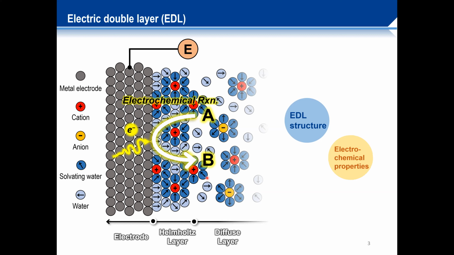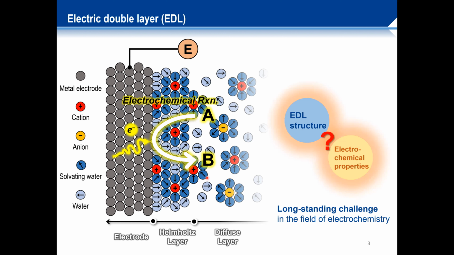On top of that, electron transfer from the metal electrode to the chemical species in the electrolyte determines the so-called electrochemical reaction. Many people think that the electrochemical property should have an intimate relationship with the EDL structure. But unfortunately, nobody knows exactly what it is until now, and it has been regarded as a long-standing challenge in the field of electrochemistry.